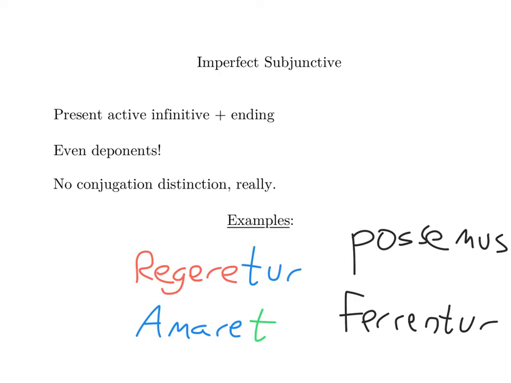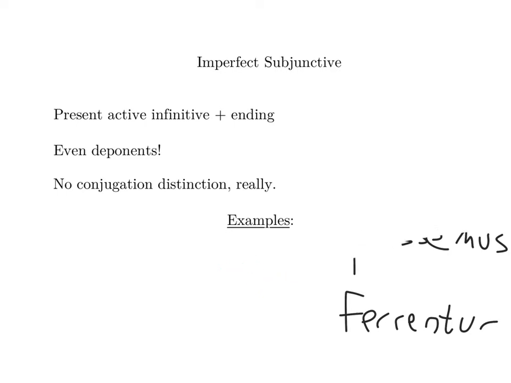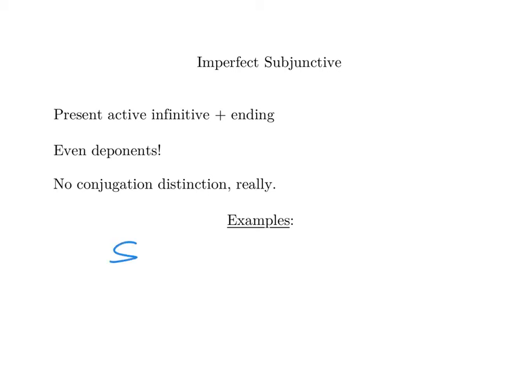This even applies to deponents. So the only real point I want to make here, beyond the easy infinitive plus ending thing, is that for deponents, you're going to have an interesting thing happen. So let's use sequor. You'll note that the dictionary entry goes like this: sequor, sequi, secutus.